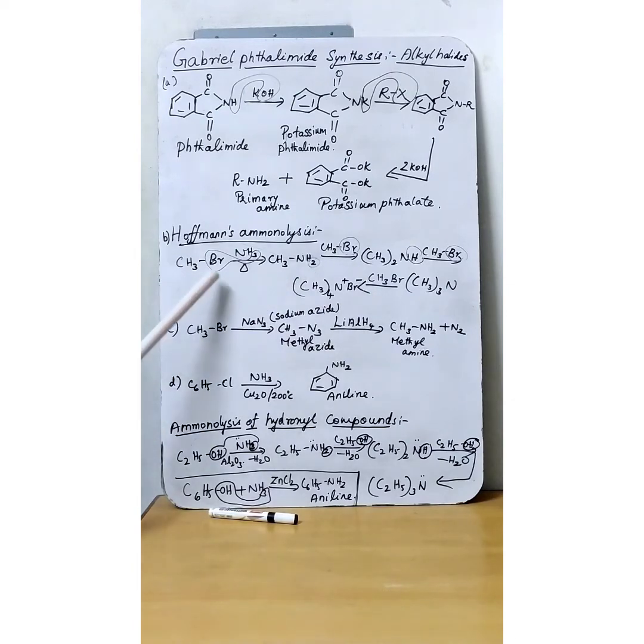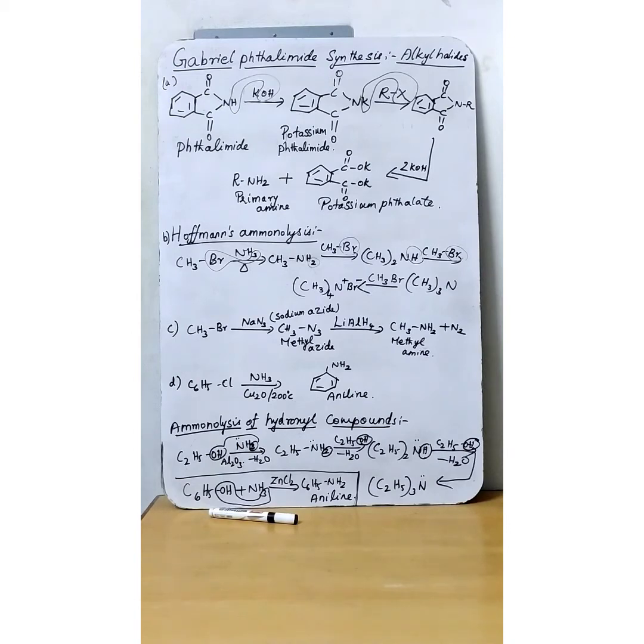So with one molecule of methyl bromide combining with ammonia, it will give primary amine. Primary amine combined with another one molecule of methyl bromide will give secondary amine. Again that secondary amine reacts with another one molecule of alkyl halide like methyl bromide, and it will give tertiary amine.